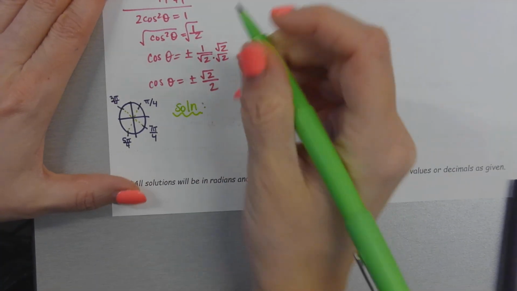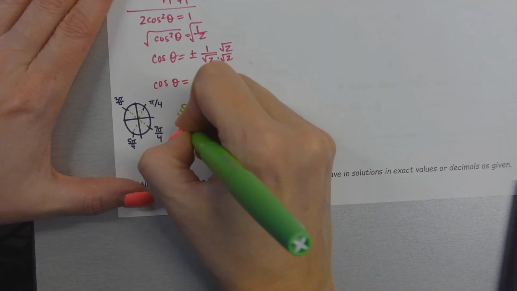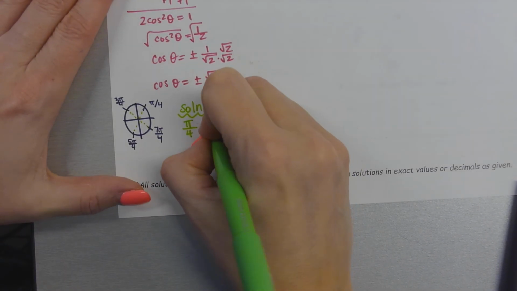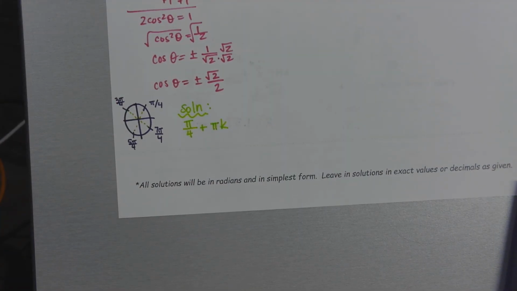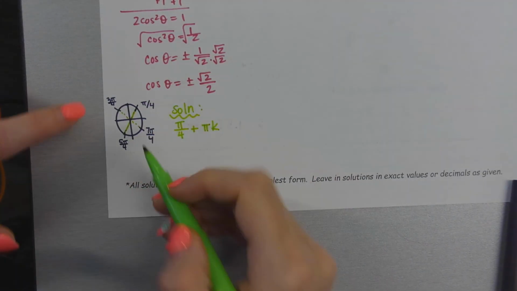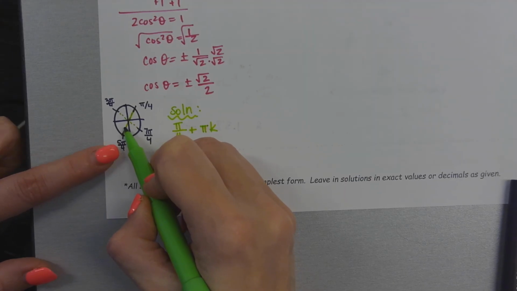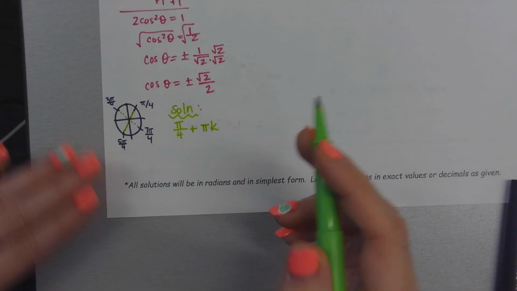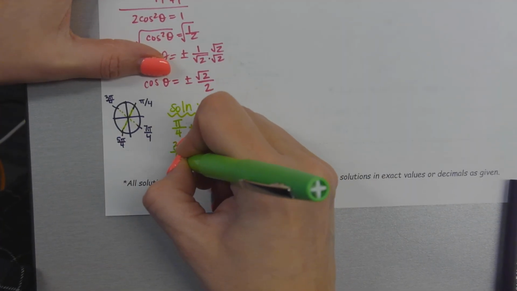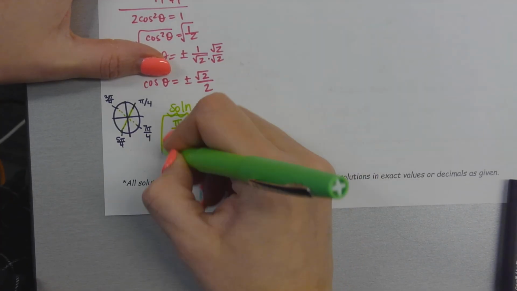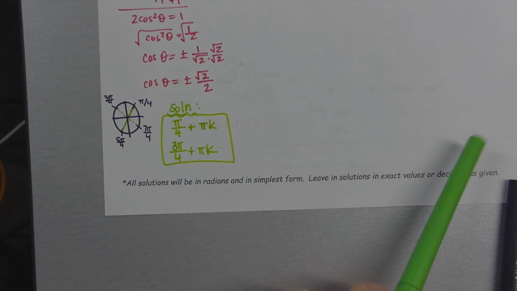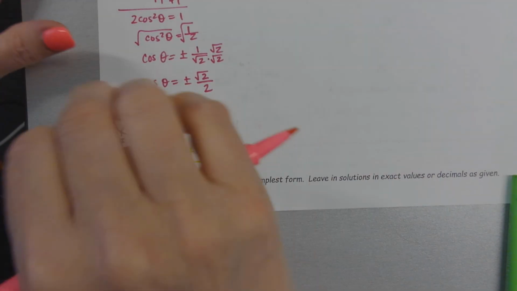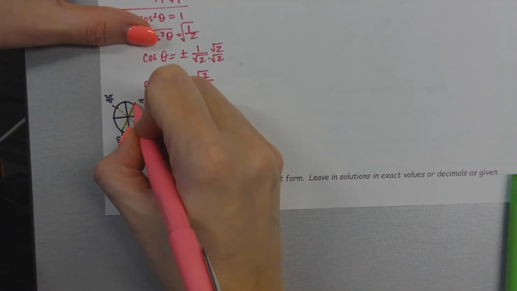Okay, so your solution, and it says find all of them, so it's pi over 4 plus pi k. So the pi over 4 plus pi k, if you were to add pi to this, you would go to 5 pi over 4. And then if you add pi again, it's going to hit those 2 points. Okay, this one you could call 3 pi over 4 plus pi k. If you just said pi over 4 plus 2 pi k, it would only be this point.